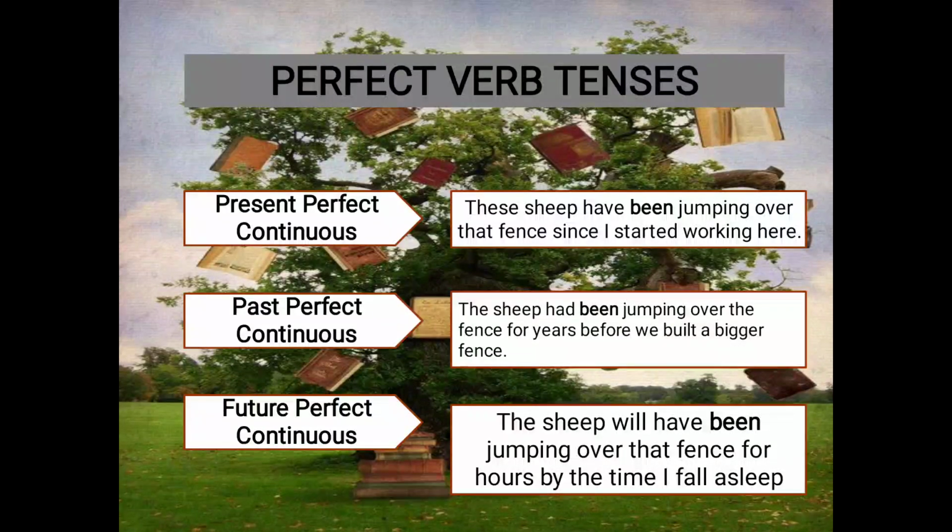In past perfect continuous, we use: the sheep had been jumping over the fence for years before we built a bigger fence. Future perfect continuous, its example: the sheep will have been jumping over that fence for hours by the time I fall asleep.